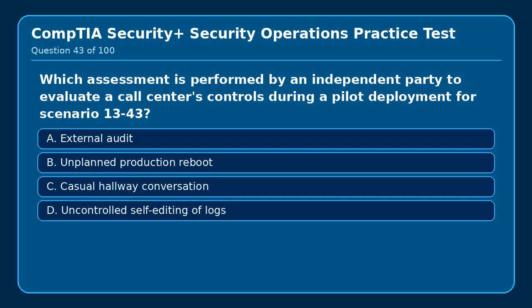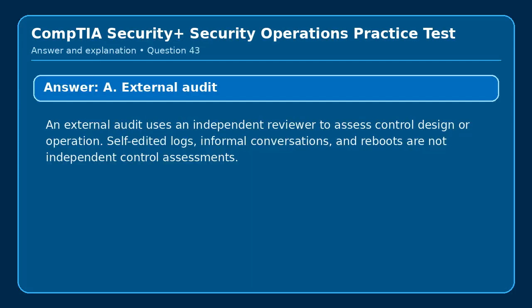Employees recognize suspicious messages and report them through the approved channel. Awareness training should improve recognition and reporting of social engineering attempts. Approving prompts, storing passwords in drafts, and disabling reporting undermine security culture.